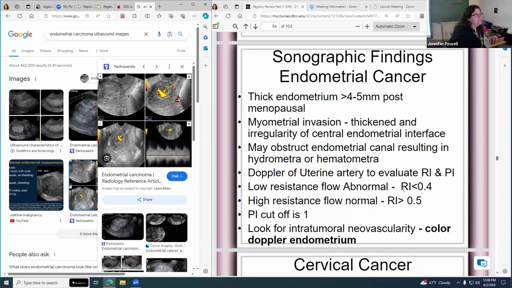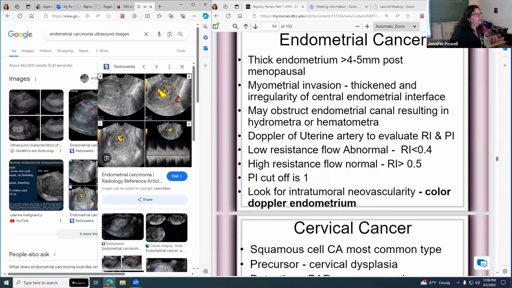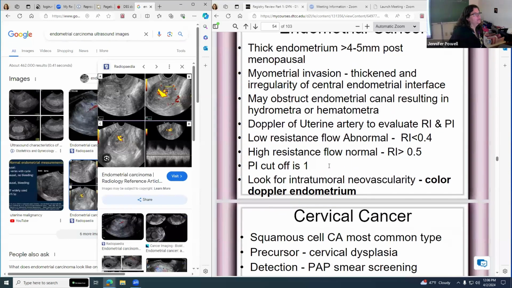Low resistance is going to be less than 0.4 for resistive index. High resistance, normal flow should be greater than 0.5. The pulsatility index cutoff is 1. Look for intratumoral neovascularity, color Doppler, endometrium. So if you were to Doppler these vascular vessels, they would be low resistance.